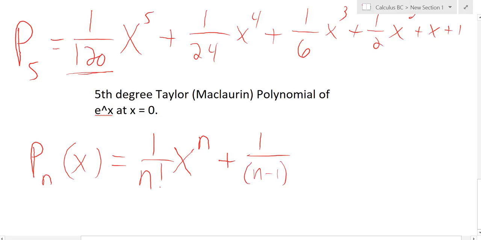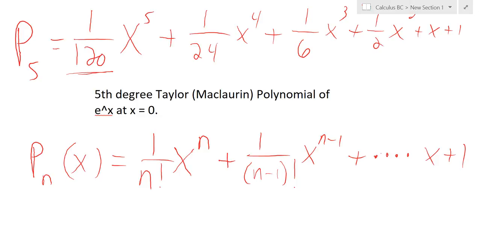1 over n minus 1 factorial x to the n minus 1. Oh, I forgot the factorial. And that will continue. So look, I'm going to do dot, dot, dot, all the way down to the x plus 1 are still going to be there. That make sense? We're good? All right. You look good.